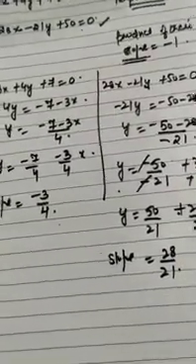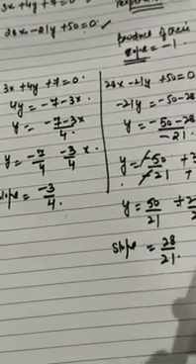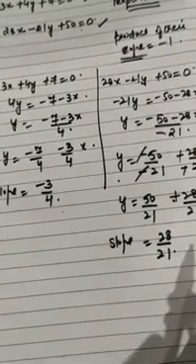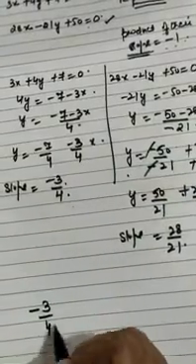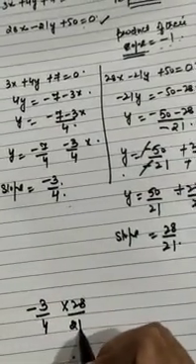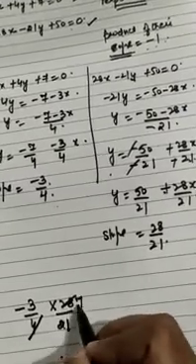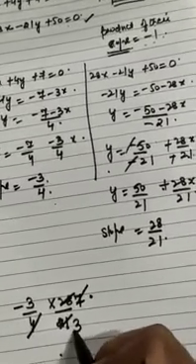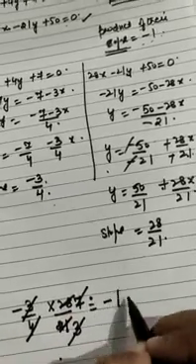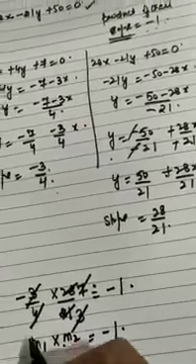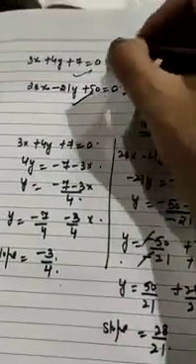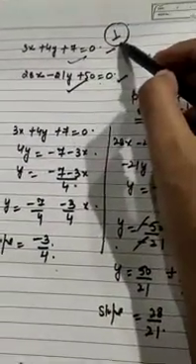Now we have to check whether these lines are perpendicular or not. To find that, we will use the criterion that the product of their slopes should be -1. So -3 by 4 into 28 by 21. 4 7s are 28. 7 3s are 21. 3 and 3 cancel, -1. So the product of these slopes is equal to -1. It means these two lines are perpendicular to each other, right?